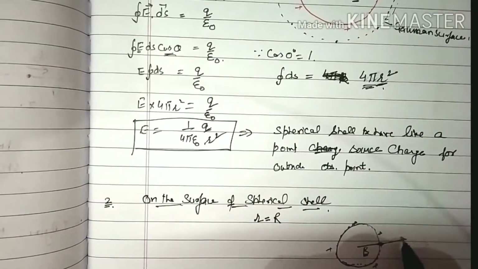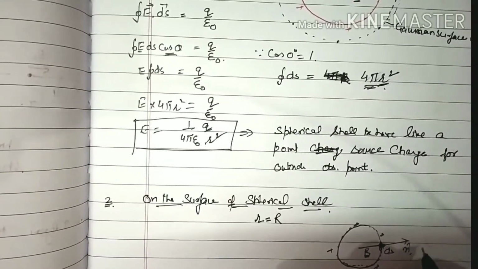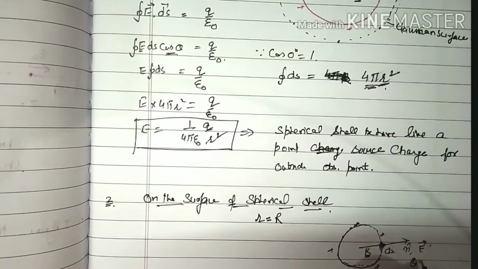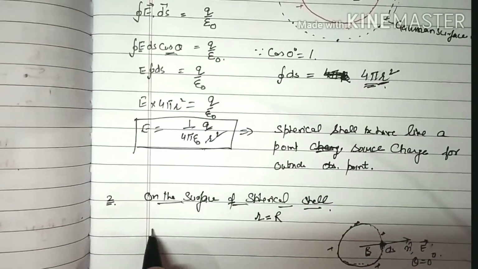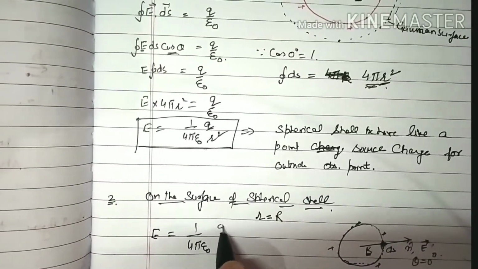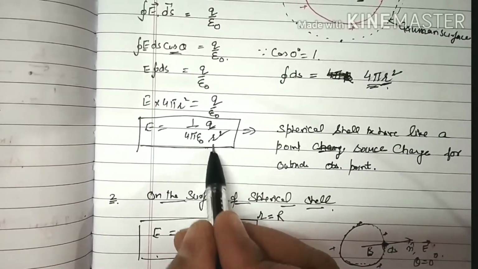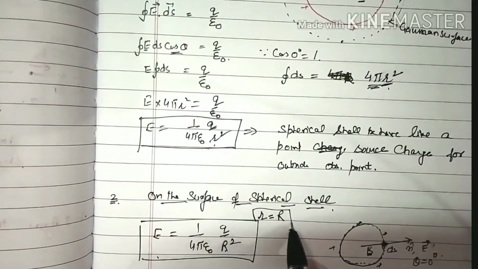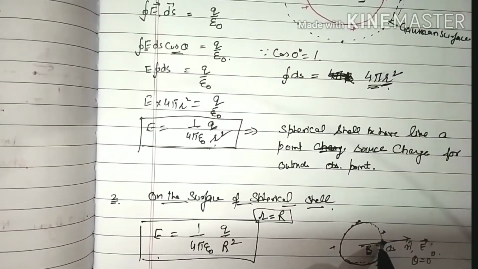So again this is the small area vector dS, and this is the direction of the electric field. Theta again is equal to 0 degrees. So simply in this equation we will replace small r with capital R. Only this much. This small r is replaced by capital R because on the surface small r becomes equal to capital R. I think this point is clear.